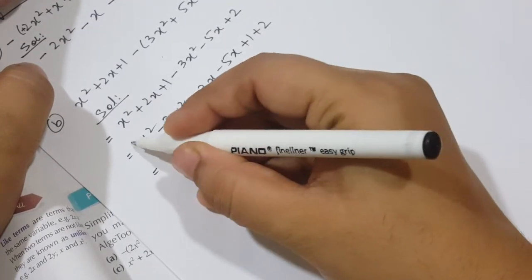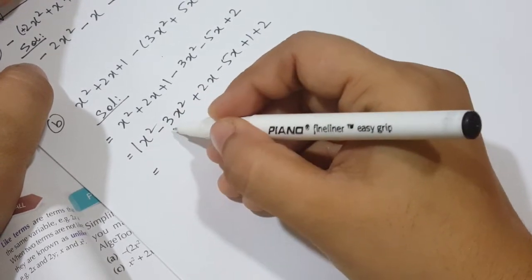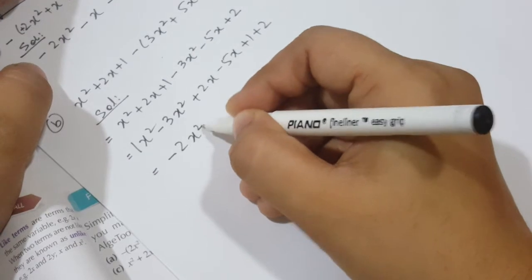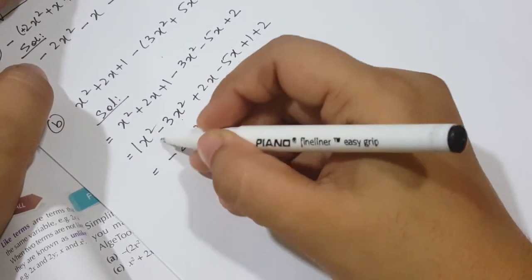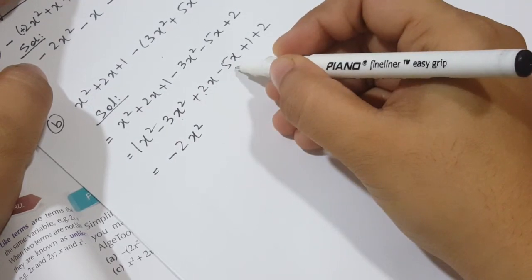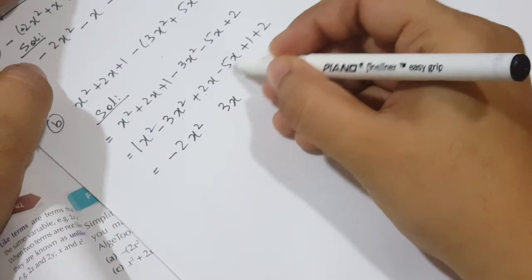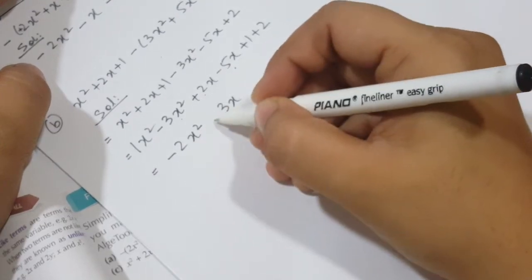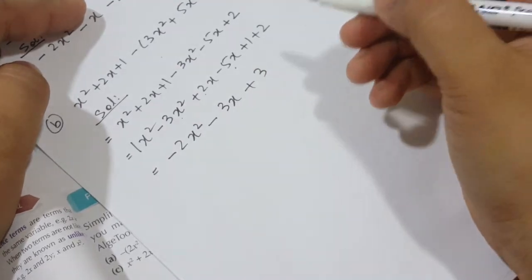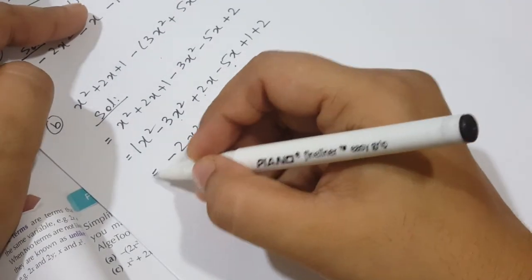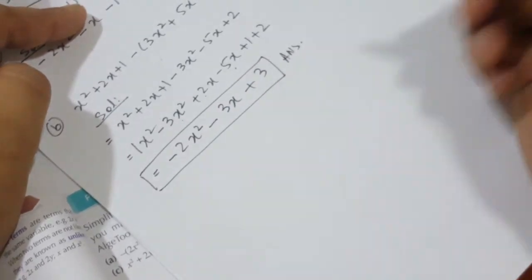So the coefficient of this x square is 1. 1 minus 3 will be minus 2x square, because the quantity of this minus 3x square is more than this plus 1x square. Plus minus minus, the operation is minus. 5 minus 2 is 3x, but 5x is in more quantity compared to the 2x, so we will put the minus over here. Now plus 1 plus 2 will be plus, so this will be 3. No more simplification is possible, so this is my answer.